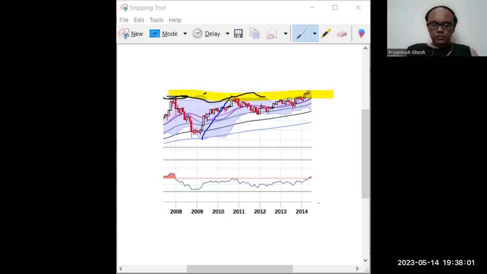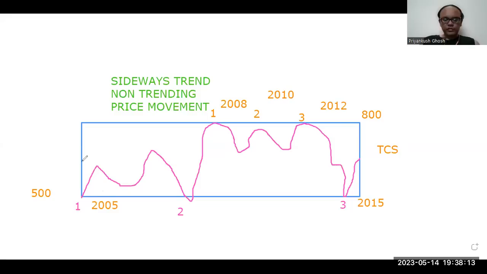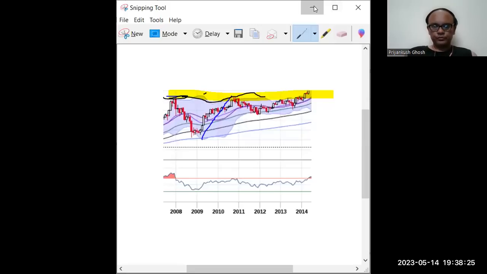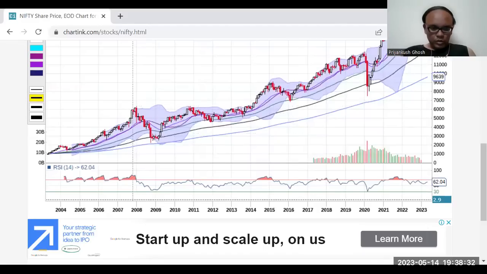Try to understand what I'm trying to say. This chart that I am showing in the snipping tool looks exactly like this whiteboard chart. There also, 2005 to 2015 gave zero return, in 6 years. Same zero return in the snipping tool chart, clear? So let me close this now and show you charting.com again.